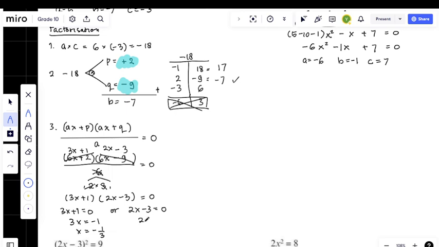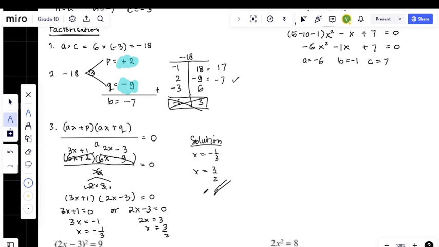Okay, and so this 2x is 3, and x is 3 over 2. So then the solutions, or the roots, has to be x is negative 1/3, or x is 3 over 2. Okay, so this is the result.